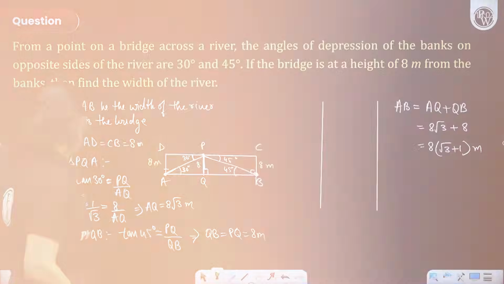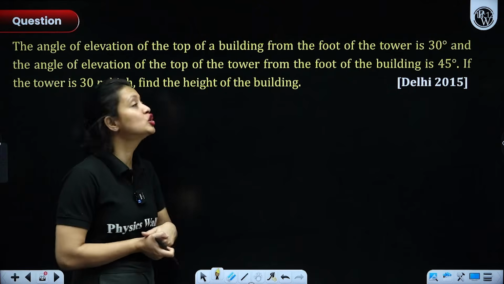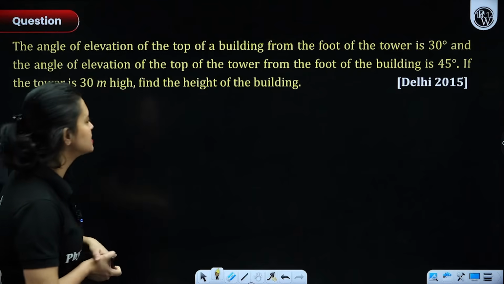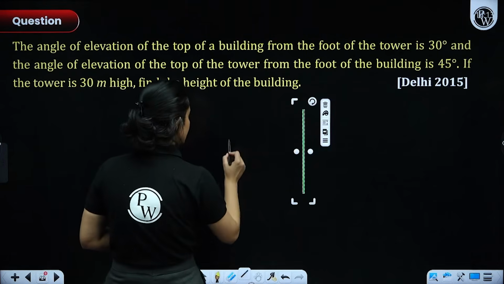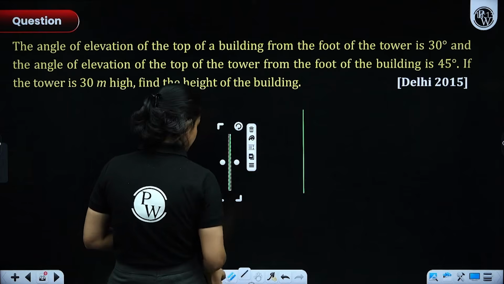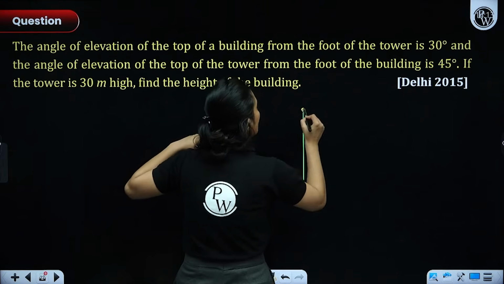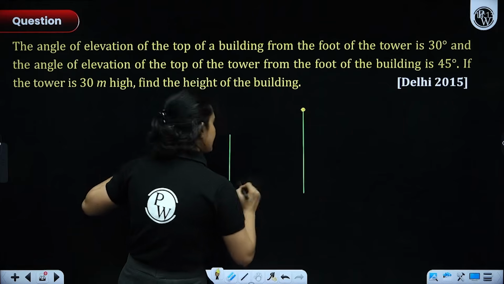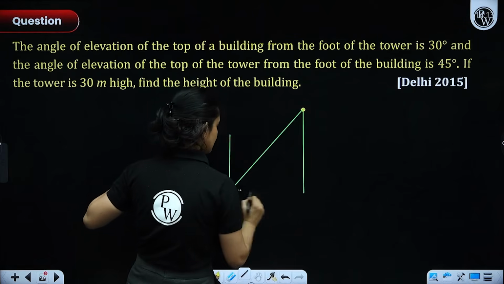Okay, let's move on and discuss this problem here. The angle of elevation of the top of a building from the foot of a tower is 30 degrees. You have a building, guys, you have a tower. Okay, this is the building, this is the tower. So the angle of elevation of the top of the building from the foot of the tower is 30 degrees. So this here is 30 degrees.